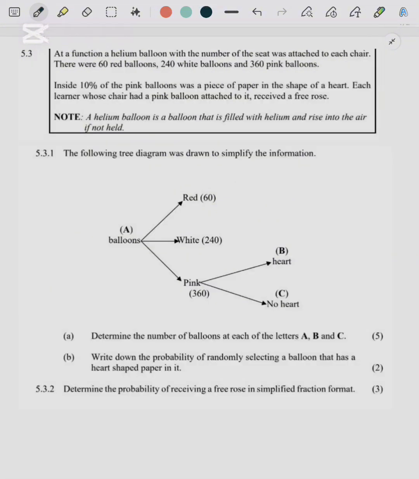Okay, so A is firstly the total number of balloons. You can see all the balloons come from that. So to find that, it's pretty straightforward. We just need to add our three different quantities. We've got 60 red, 240 white, and 360 pink. And by the way, if you weren't sure what the numbers referred to, you can check in the scenario over there. They're relating to the total balloons in each category. So for A, we go 60 plus 240 plus 360. It's going to give us 660 balloons. That was A.